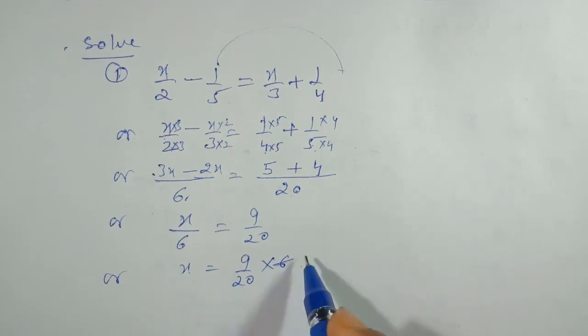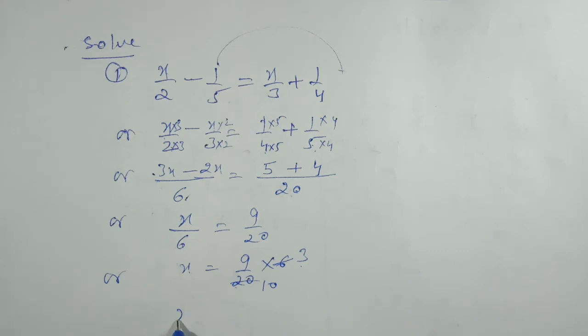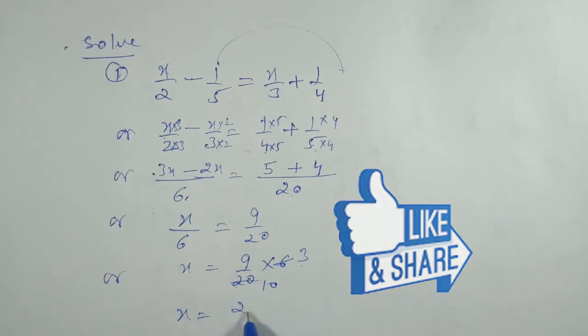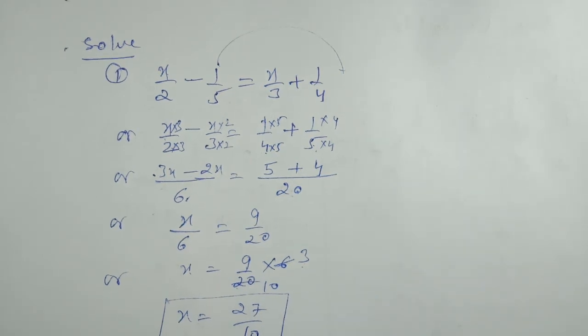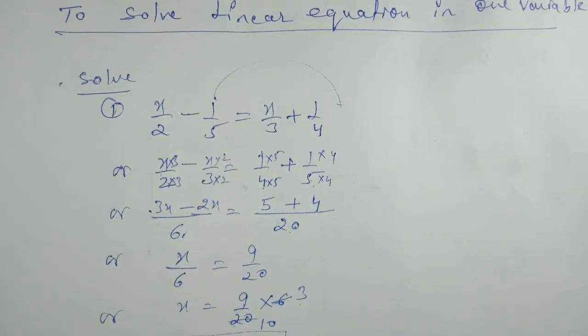Check the basic calculation. Both are cancelled by the table of 2: 2 3s are 6, 2 5s are 10. So this is giving 9 3s are 27 upon 10. So here we are getting the value x equal to 27 upon 10.